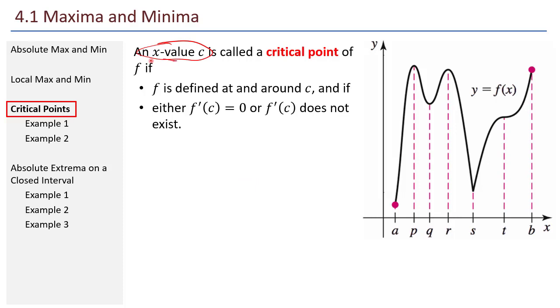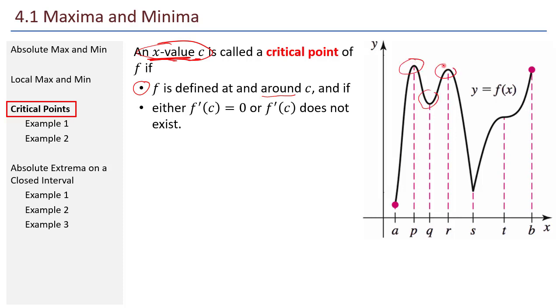All right. So an x value, c, is called a critical point of a function f if f is defined at and around c, and if either the derivative at c is 0 or the derivative at c does not exist. So in the picture, we can see several points where the derivative is 0.